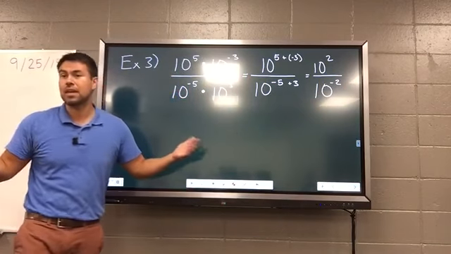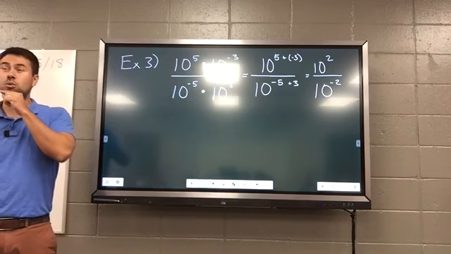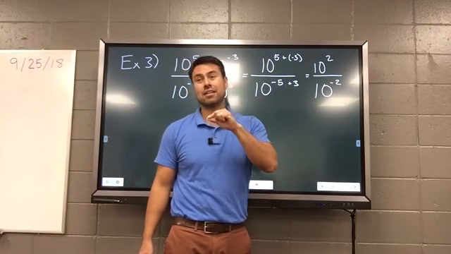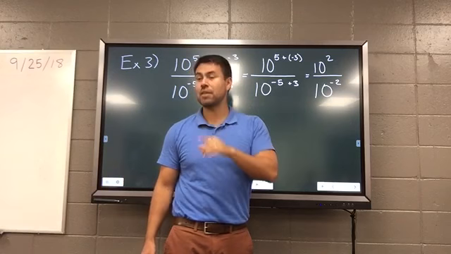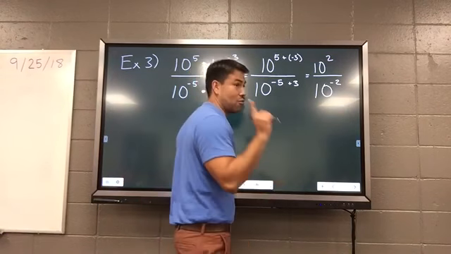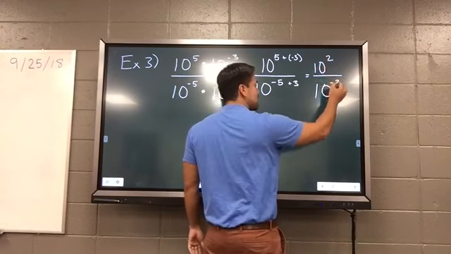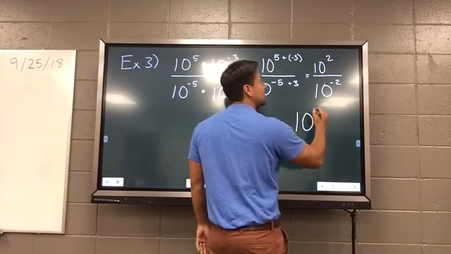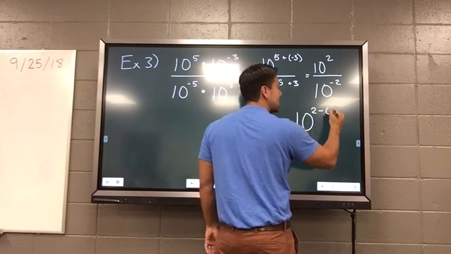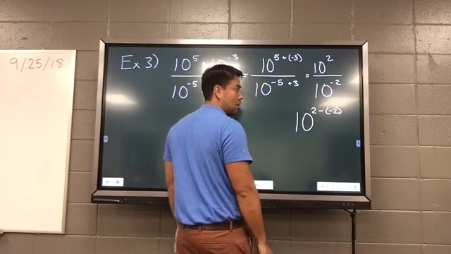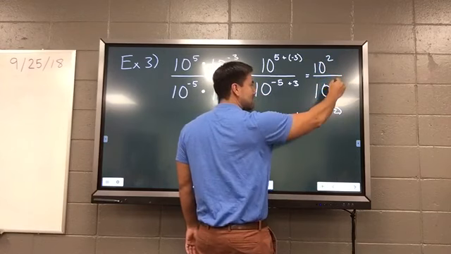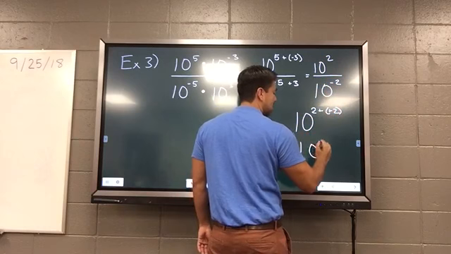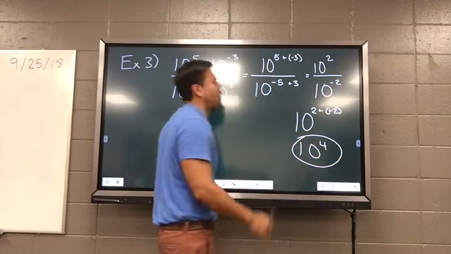So far, so good. This last step, you were supposed to do what with those two exponents? Subtract, but you actually added, and you didn't even know it. The reason you didn't know it is because you didn't write it down. What am I supposed to do with these two exponents? Subtract. So I get 10 to the 2 minus negative 2. You just subtract these two. 10 to the 4th is the answer.